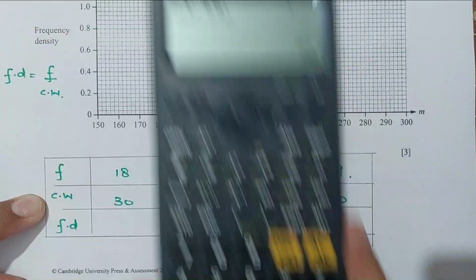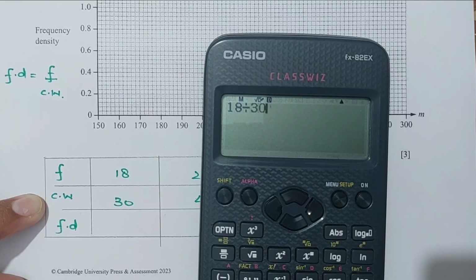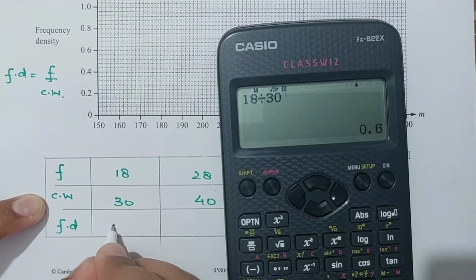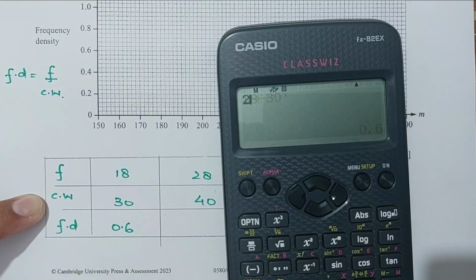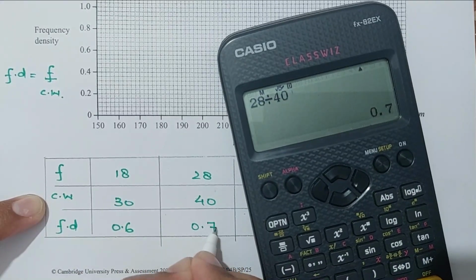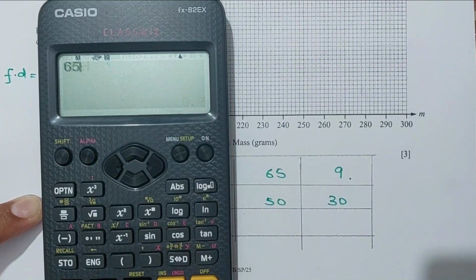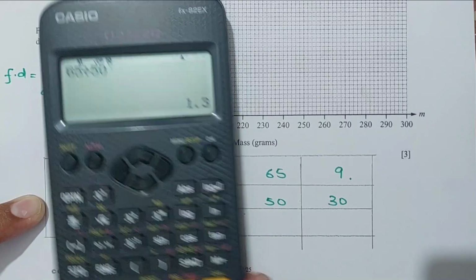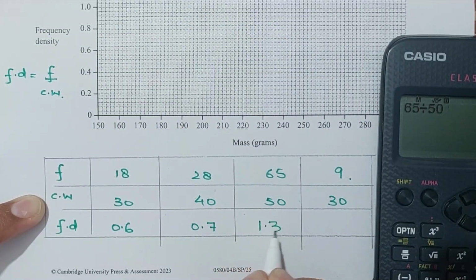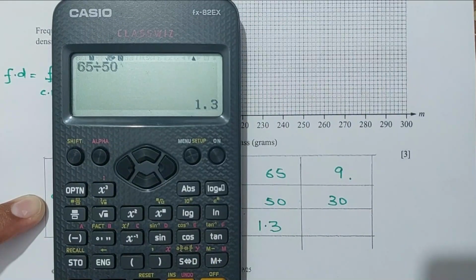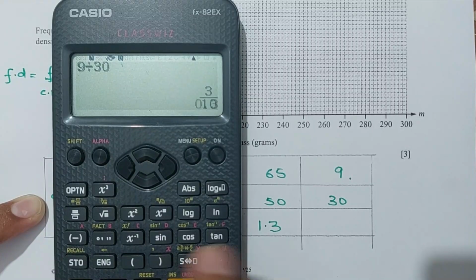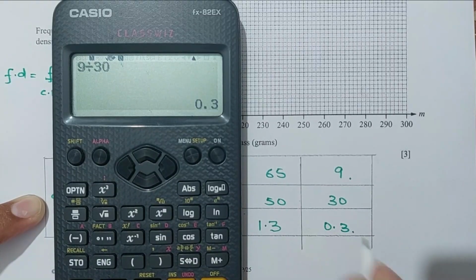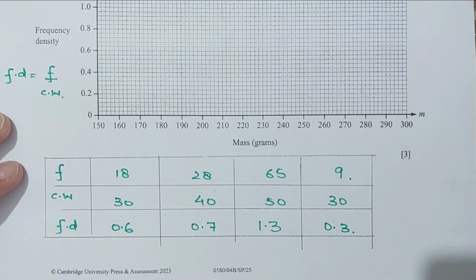18 over 30. 18 divided by 30 is 0.6, the frequency density. 28 divided by 40 is 0.7. 65 divided by 50 is 1.3. And then we have 9 over 30, which is 0.3. Now we have the frequency densities and we have the masses.